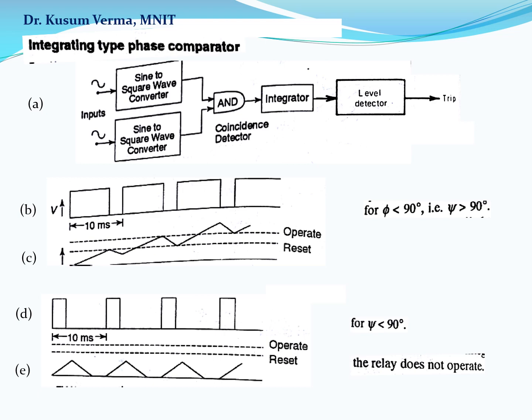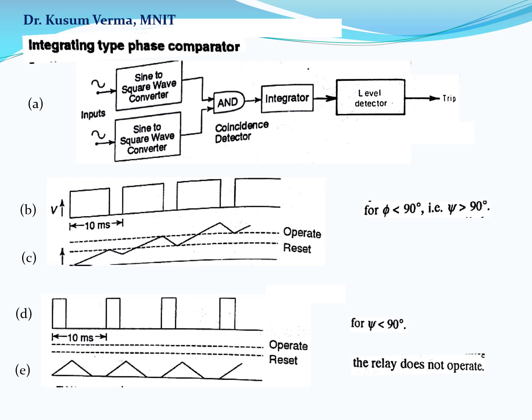This is for phi less than 90, that is, psi, which is the period of coincidence, is greater than 90 degrees. The relay will provide a trip output, and the output will then be applied to an integrator. The output of the integrator is shown in figure C. This output is then applied to a level detector, which finally gives a trip signal.